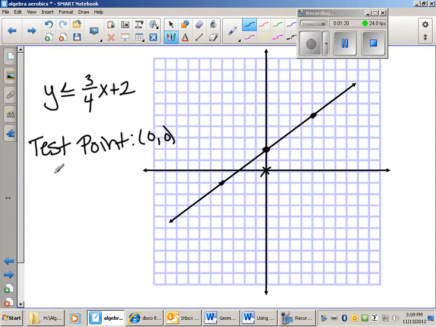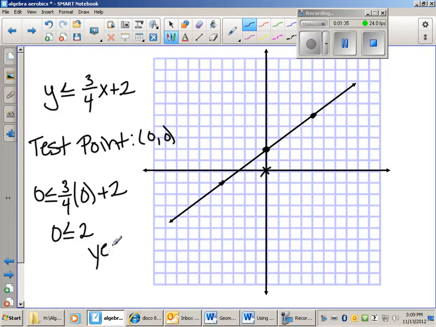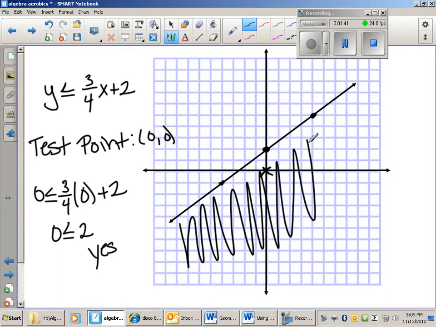So if I plug in 0, 0 for this equation, I'd have 0 is less than or equal to 3 over 4 times 0 plus 2. And if I simplify that, I have 0 is less than or equal to 2, which, yes, is a true statement, which means that 0, 0 is a solution, which means that I should shade on this side of the graph. Okay? We'll do another one.